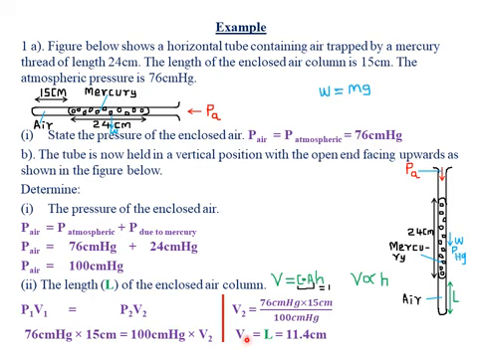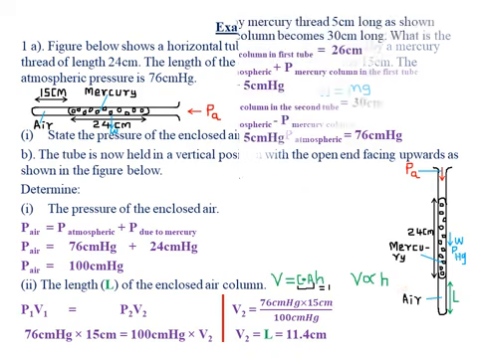Therefore, V2, which is simply equal to the length of the air column in the second case, which is L, will give us 11.4 centimeters. So that is the volume V2, or simply the length of the air column in the second case.